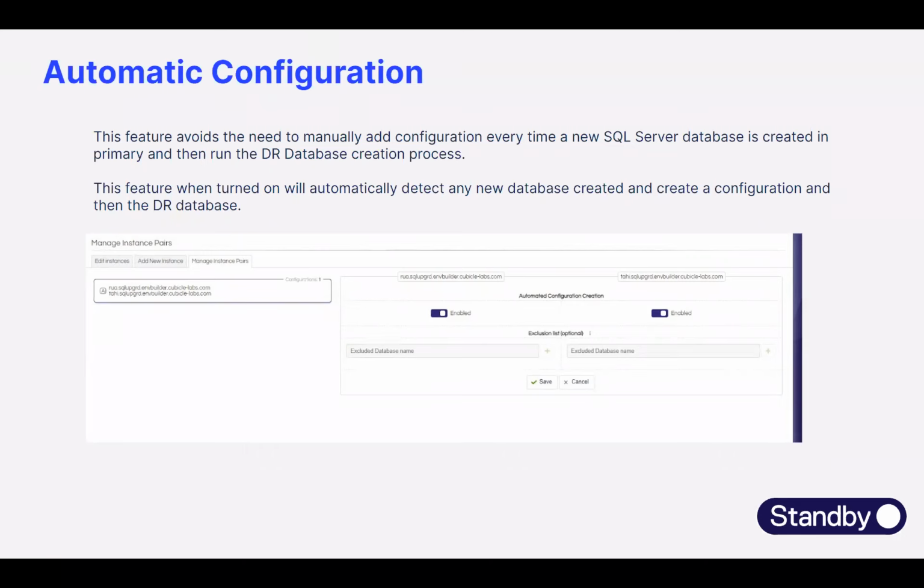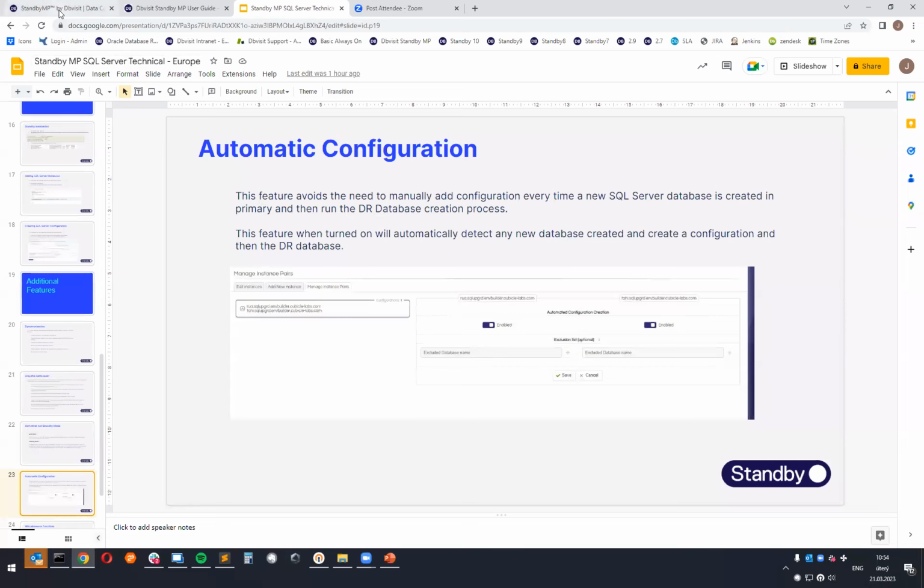The way it works is that if you enable the automatic creation on one instance, then whenever you create a new database on that instance, we will automatically create a standby database on the other instance, which is considered standby. Setting up the process is very easy. You can do it in the GUI, and basically you just enable one checkbox and that's it. So let me try to show you how it works.